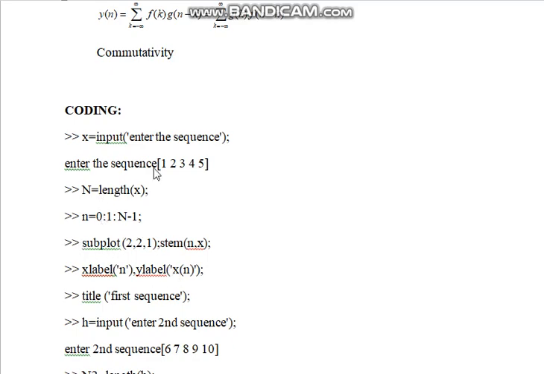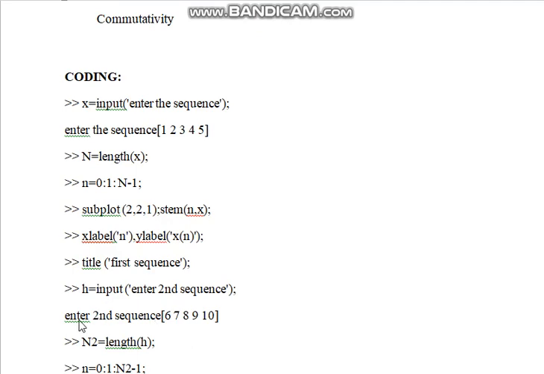Now we have divided the figure window into 2 rows and 2 columns, and we have given 1, which represents figure 1. For plotting the discrete time signal, we will use the command stem n comma x. Now we will define the x label and y label, and we have given the title as first sequence, and x is the input. Now we will enter the second sequence. We have given the sequence 6, 7, 8, 9, 10.